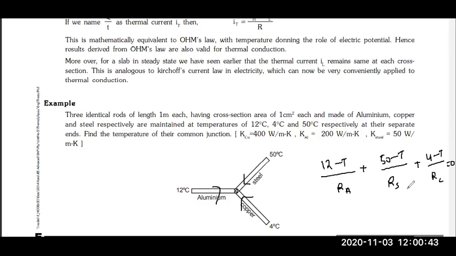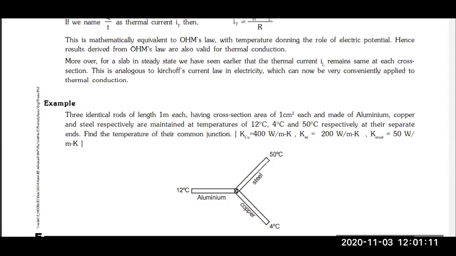So R aluminium, R steel, R copper, I can calculate using the formula R is equal to L by KA. L given, K given, A given. You can calculate easily, even if A is not given. If it is said that A is the same, then you can just cancel it out. Using this, you can find the temperature. This is your junction law. Okay, very good.